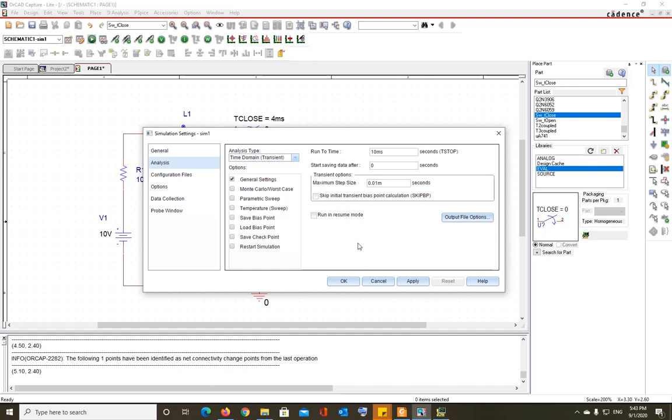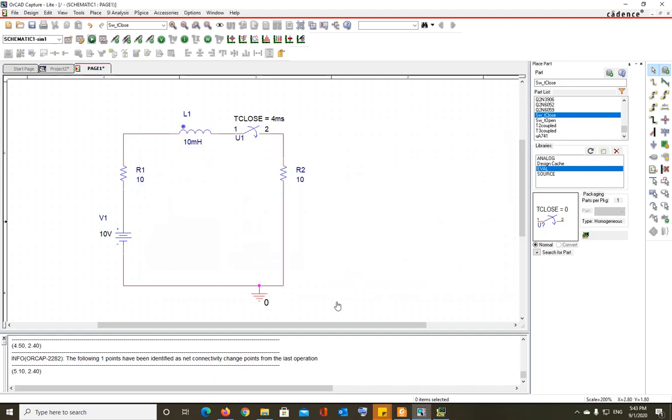So I'm keeping it about 0.01 millisecond because I'm running from 0 to 10 millisecond. In 1 millisecond, I'm going to have about 100 points, right? 1 millisecond over 0.01 is 100 points. So for 10 millisecond, I will have about 1000 points. So I'm plotting about 1000 points from 0 to 10 millisecond. And that's it. You apply, you OK, and I'm going to go ahead and run the simulation.